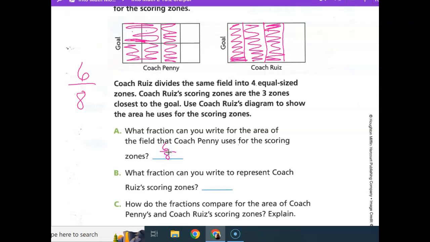What fraction can you write to represent Coach Reese's scoring zone? So let's write our denominator first. How many parts did he divide his into? 4. And of those 4 parts, how many did he shade? So he drew 4 parts and he shaded 3 of those parts.